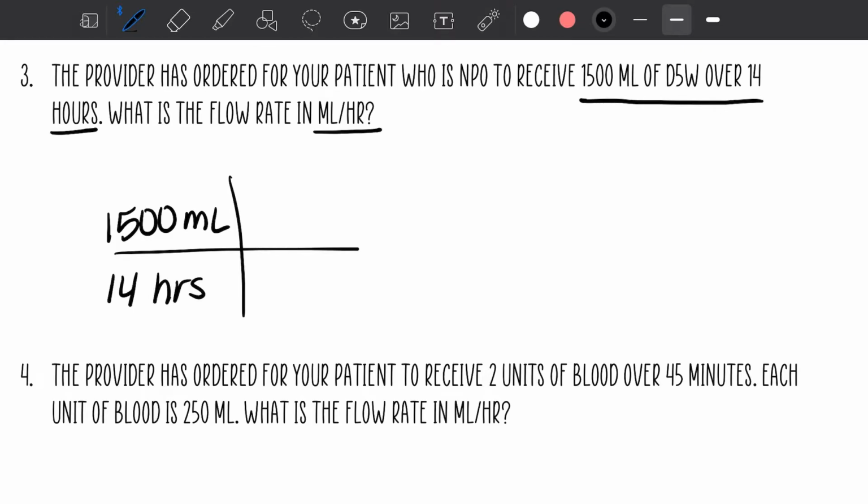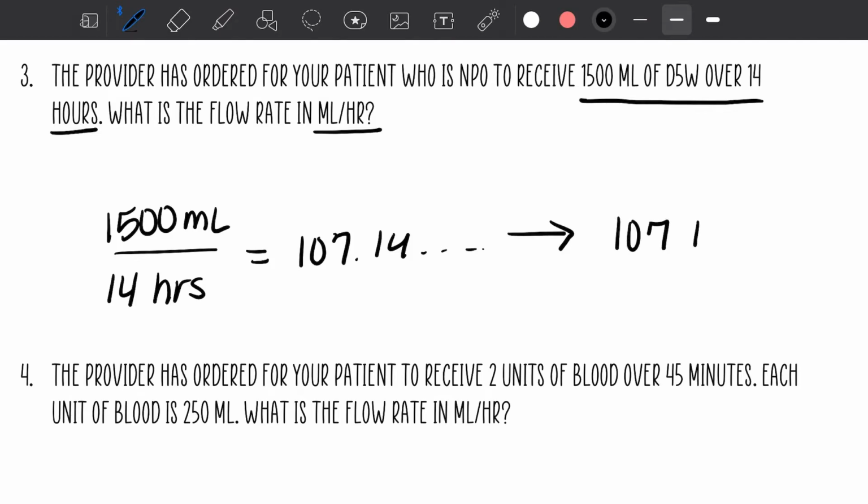Okay, so that's all we have from our problem. And we have milliliters over hours, which is what our answer needs to be in. So all we're going to have to do here is just divide the top by the bottom, which is going to give us 107.14 and continue on. But that's going to round to 107 milliliters an hour.